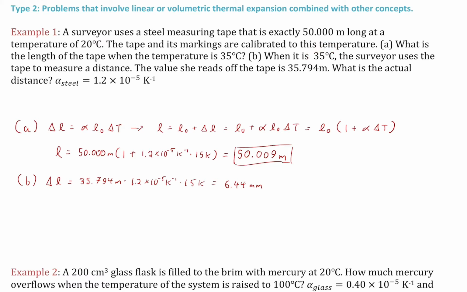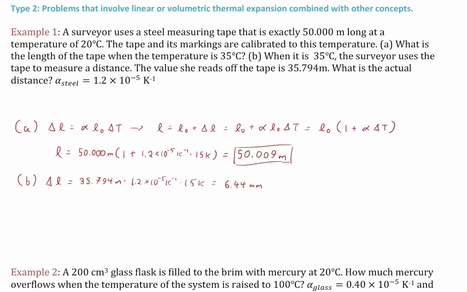Okay, so what we're going to find then is delta L. I'm going to find the change in length at this particular temperature, which is a temperature increase of 15, just like in part A. I'm going to use the same coefficient of expansion, but notice I'm not using the same length. That's because we're not using the whole measuring tape. It wouldn't make sense to put in 50 here, because the change in length is only for the tape that's being used, which in this case was just 35.794 meters of the tape, okay?